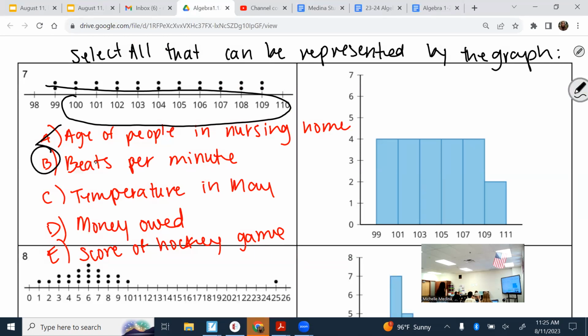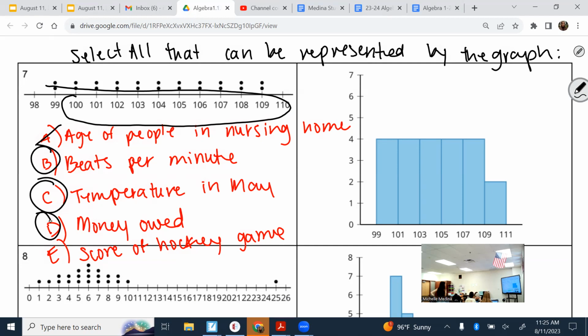Could it be the temperature in May? Yeah, it didn't specify where in the world. I don't think it reaches that high in Arizona in May, but maybe somewhere else that it's really hot. It doesn't specify. Money owed. Could I owe someone $100, $101? So I think that you could pick two.